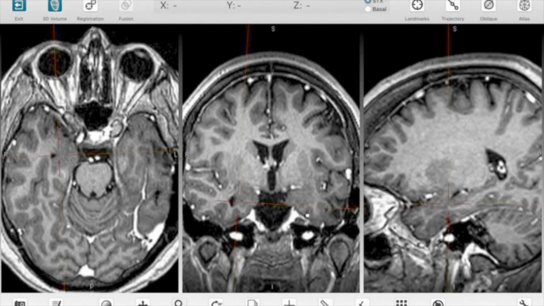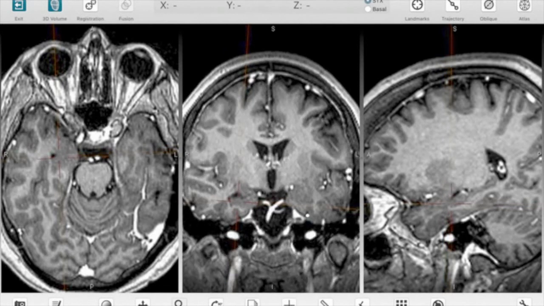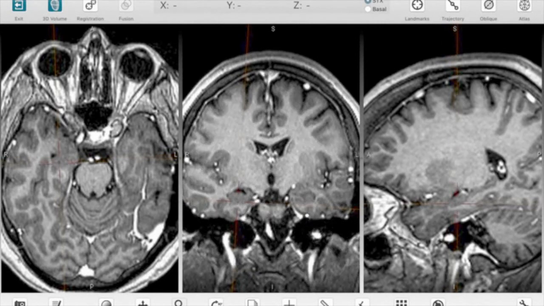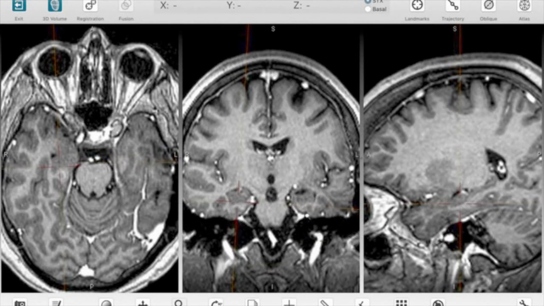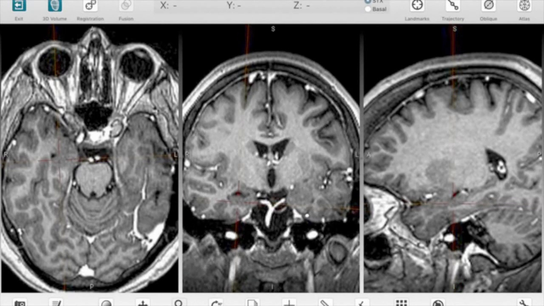The last target is the hippocampus, and this structure is readily visualized on MRI slices. Therefore, it can be targeted with direct anatomic methods. To identify it, a T1 MRI sequence with contrast is used.